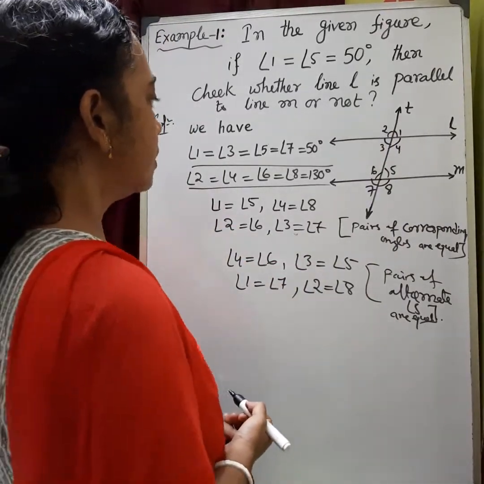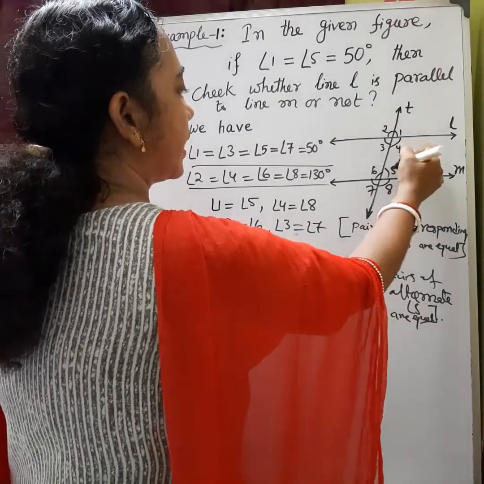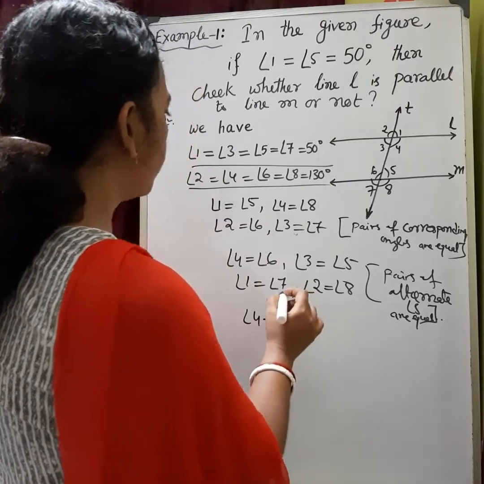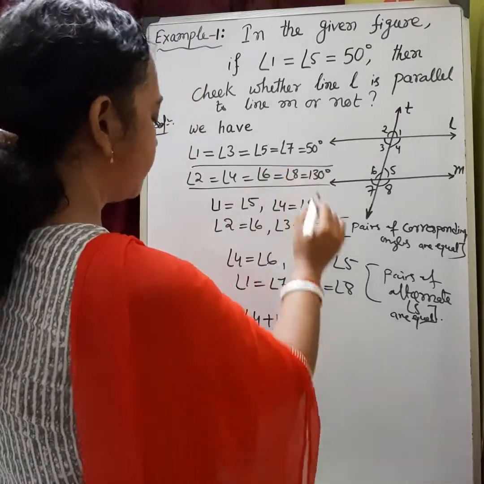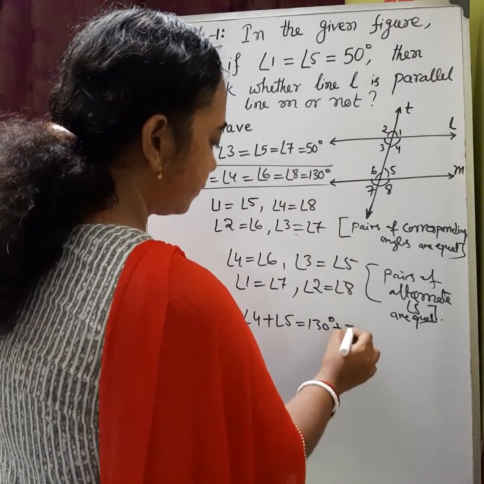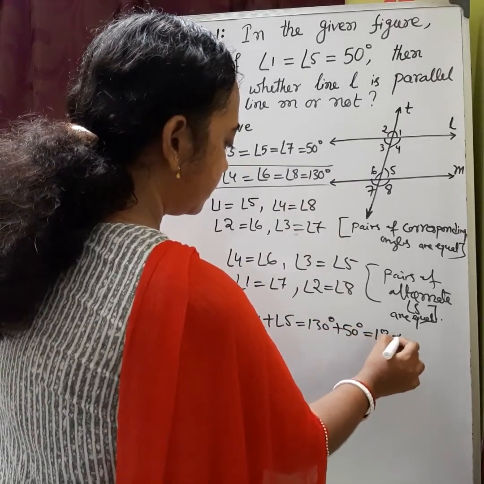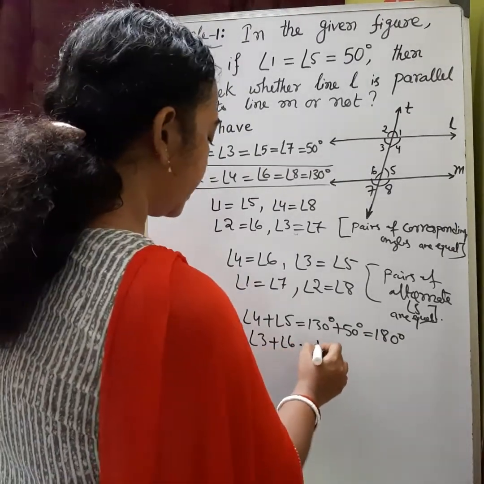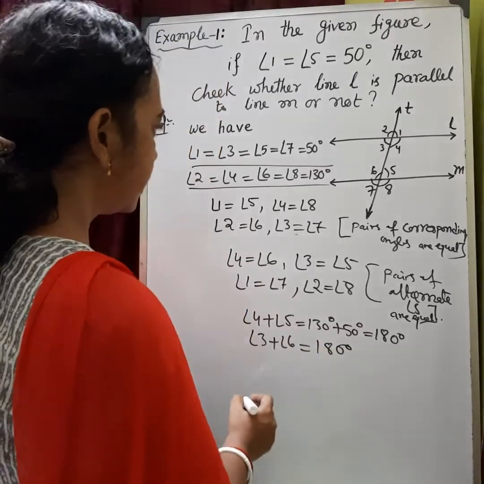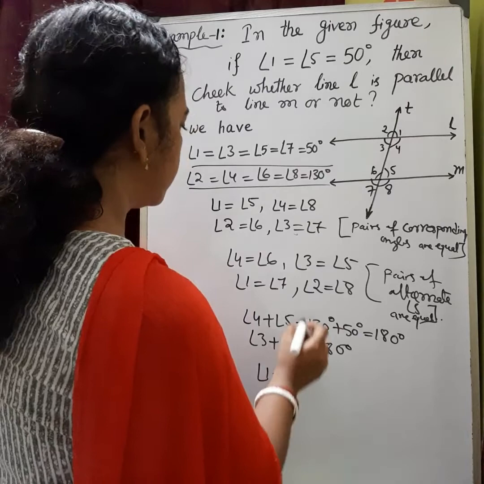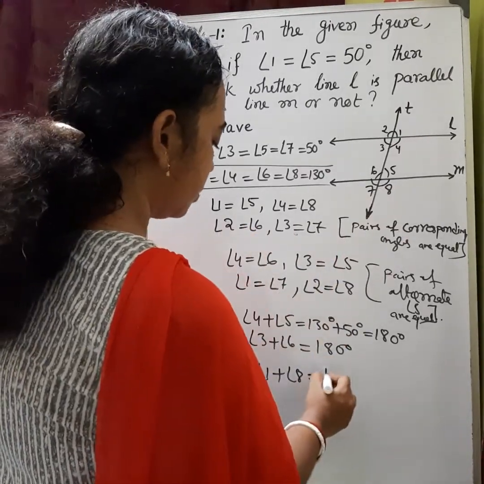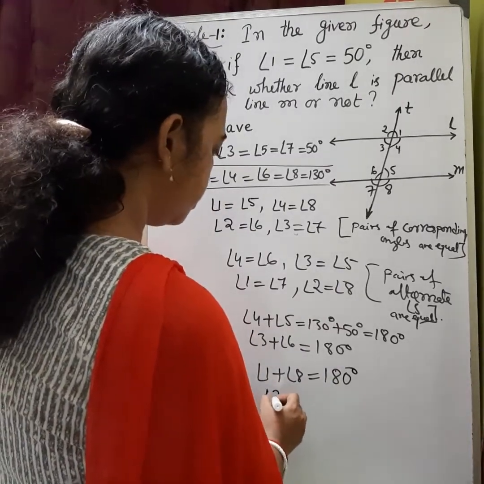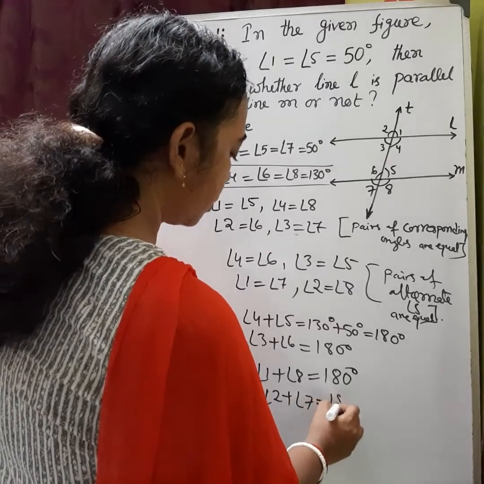Now also if we find the sum of these co-interior angles on the same side of the transversal, what do we get? Angle 4 plus angle 5 is equal to how much? Here 4 is 130 degrees and 5 is 50 degrees. So 130 degrees plus 50 degrees, we are getting 180 degrees. Also angle 3 plus angle 6 is also 180 degrees. Similarly, angle 1 plus angle 8 is equal to 180 degrees, and angle 2 plus angle 7 is also 180 degrees.